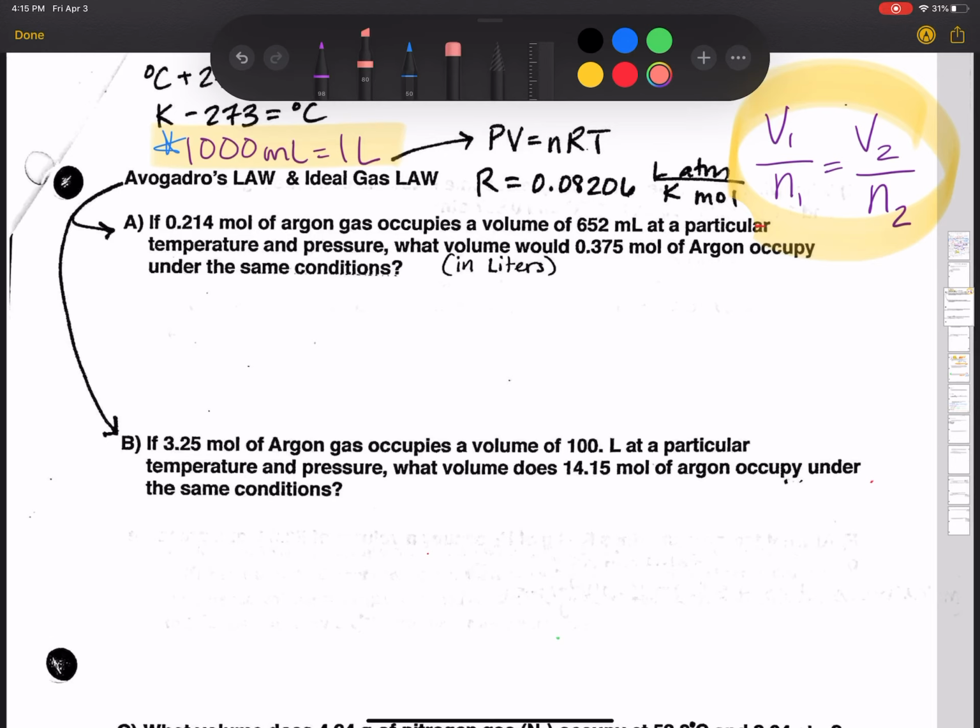Let's start with reading the problem. It says if 3.25 moles of argon gas occupies a volume of 100. liters at a particular temperature and pressure, what volume does 14.5 moles of argon occupy under the same conditions?